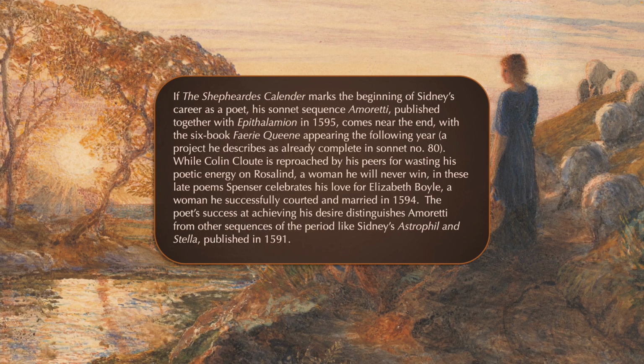And the poet's success at achieving his desire, marrying his second wife, Elizabeth Boyle, is what distinguishes Amoretti from other sequences of the period, like Sidney's Astrophil and Stella, which Spenser may have known when it circulated in manuscript in the 1580s, but was published in 1591, just a few years before Amoretti.